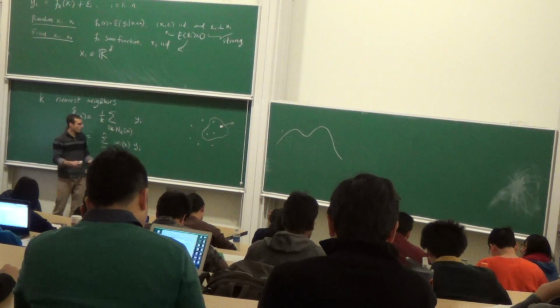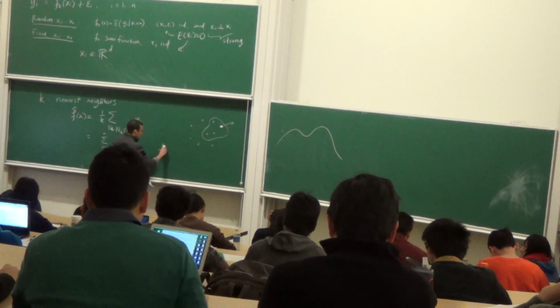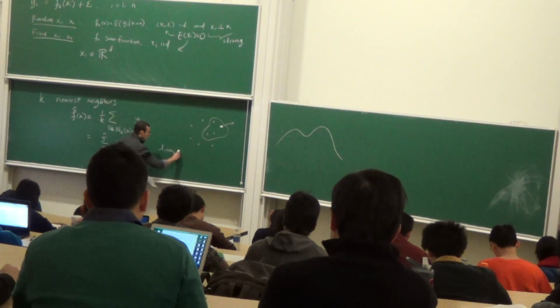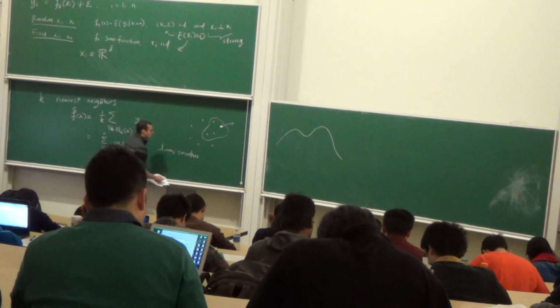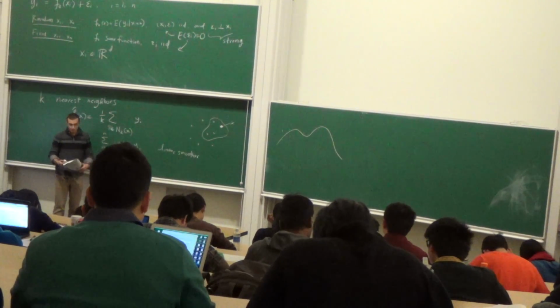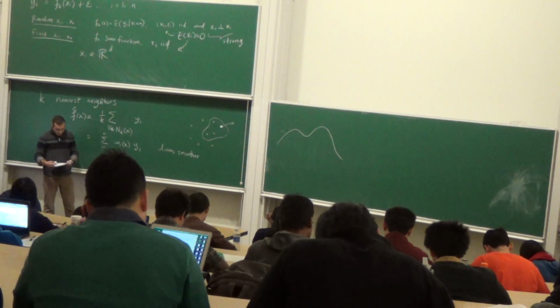Okay, so this is an example of what we call a linear smoother because of this representation. And this class is maybe way bigger than you think. We're going to come back to that a lot.